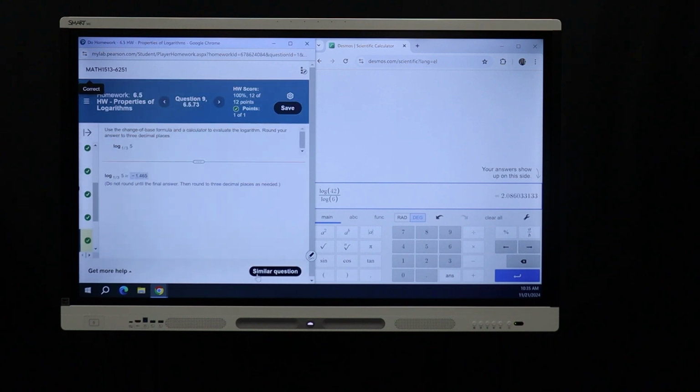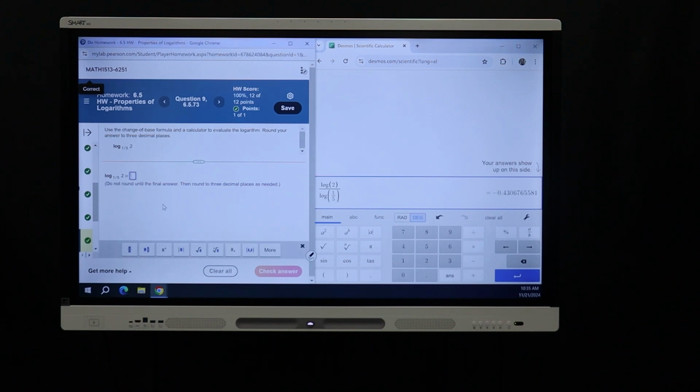And then here, instead of redoing it all, 2 is on the top because you do big number over your base number. And here I'm going to have 1 over 5. And so it's going to be negative 0.4306. So I'm going to round that up to 431. Oh, I hit the next button. 431.